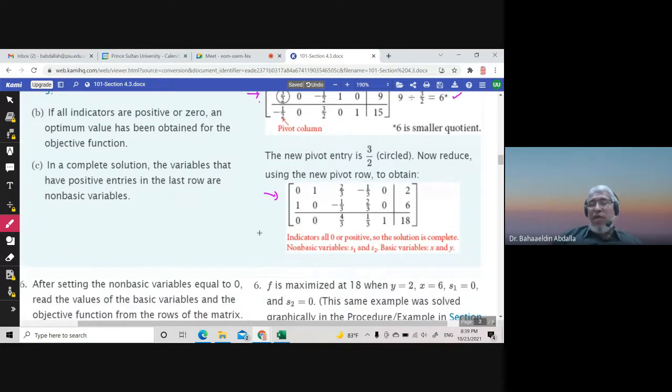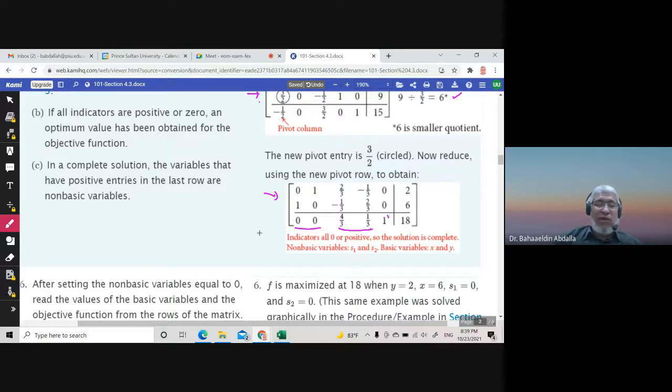Now look to the indicators. All the indicators are 0 or positive, so no negative numbers. So this is a solution. There is a solution here. The basic variables now are x and y because we have 0, 1, 0, 1, 0, 0, 0, 0, 1, f also. But yeah, f is the objective function. And the non-basic variables are s1 and s2.